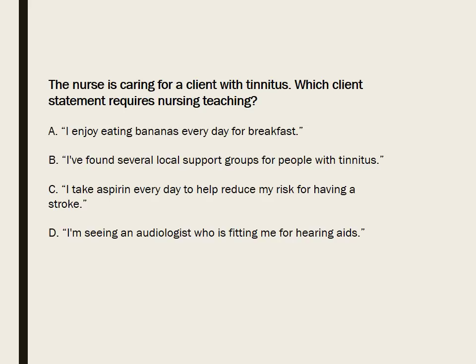Taking aspirin every day to reduce risk of having a stroke can actually increase the risk for tinnitus, right? Remember, NSAIDs, high-ceiling diuretics, and aminoglycoside antibiotics can all increase tinnitus symptoms. The other statements are appropriate and they don't require any type of nursing teaching.